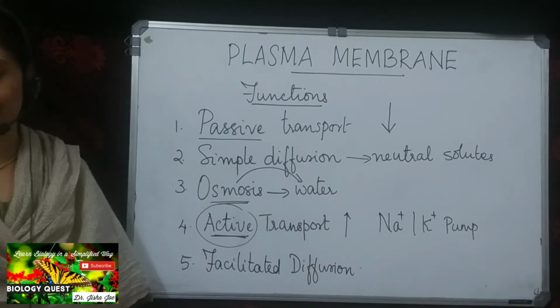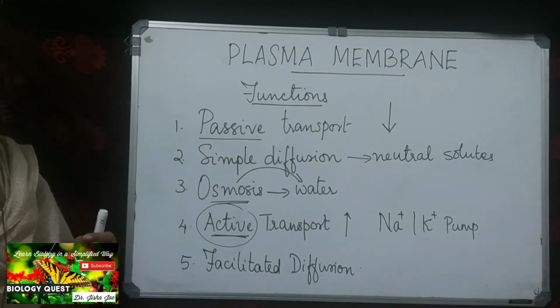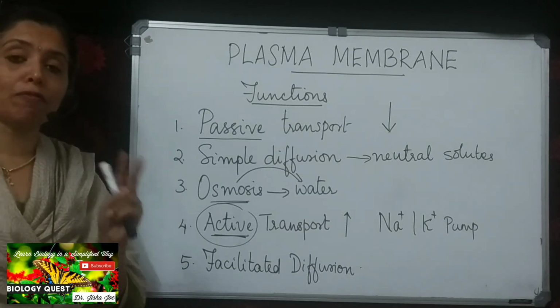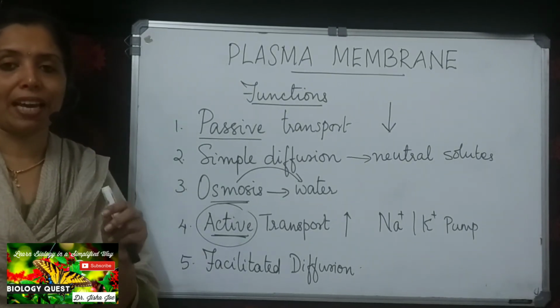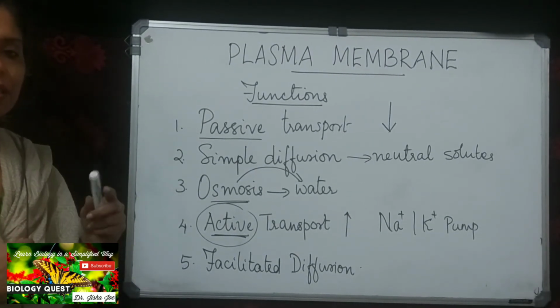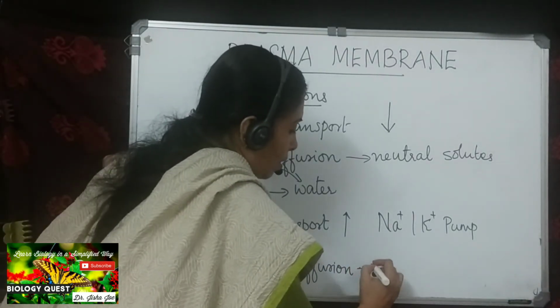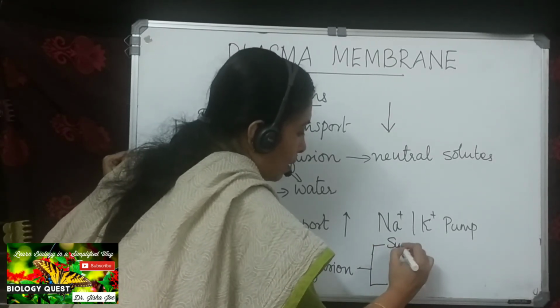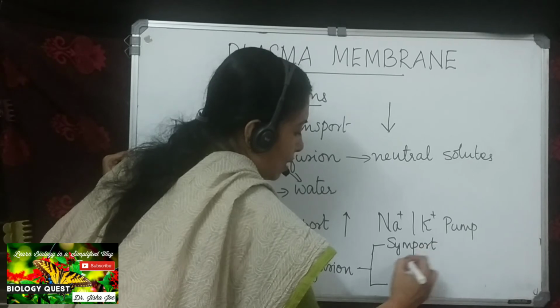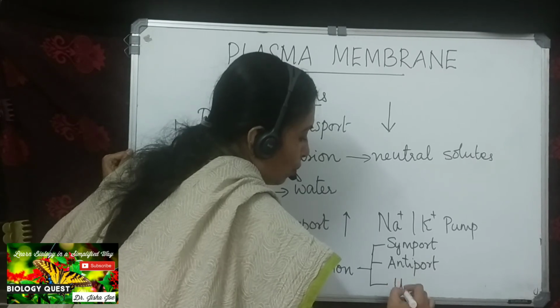Now in facilitated diffusion, in certain cases, some of the protein channels allow diffusion only if two types of molecules are present. So only if two types of molecules are present, certain protein channels allow the diffusion of substances. Accordingly, facilitated diffusion is of three types. First is symport, second is antiport, and third is uniport.